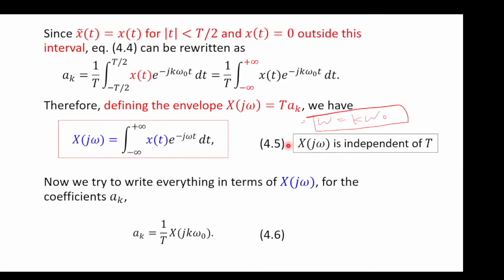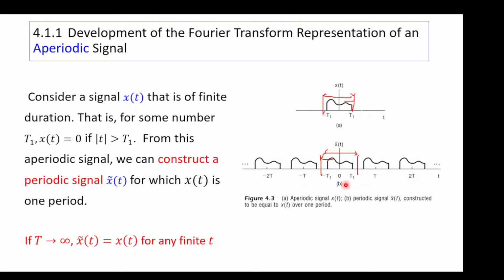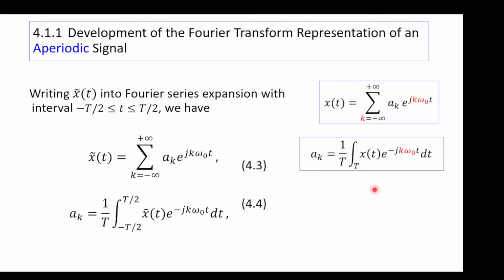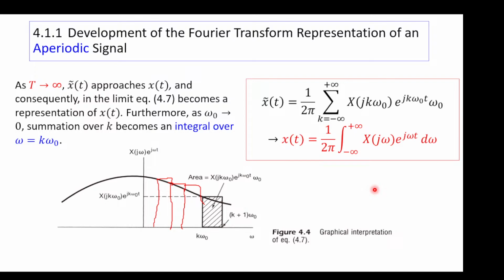That's because, going back to this picture, x tilde of t is a copying of x of t every big T. If you push big T to infinity, all those copies are really far away, and x tilde looks like x of t. This is not very rigorous, but it is a sketch of what we think. So as big T goes to infinity, x tilde of t should go to x of t. And what about this summation?